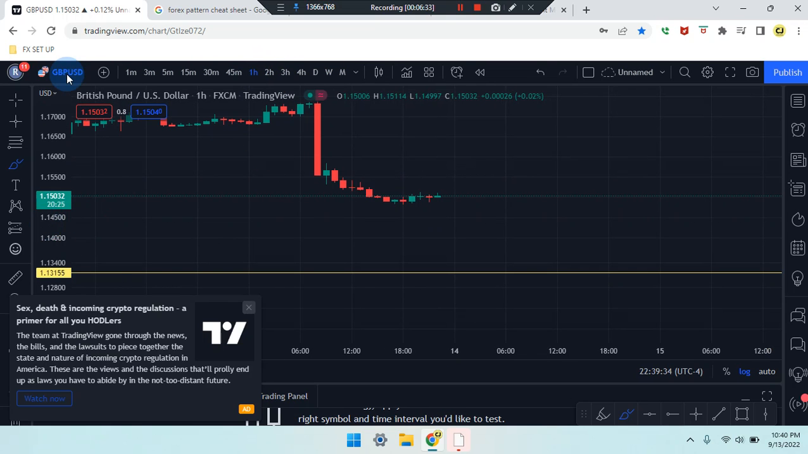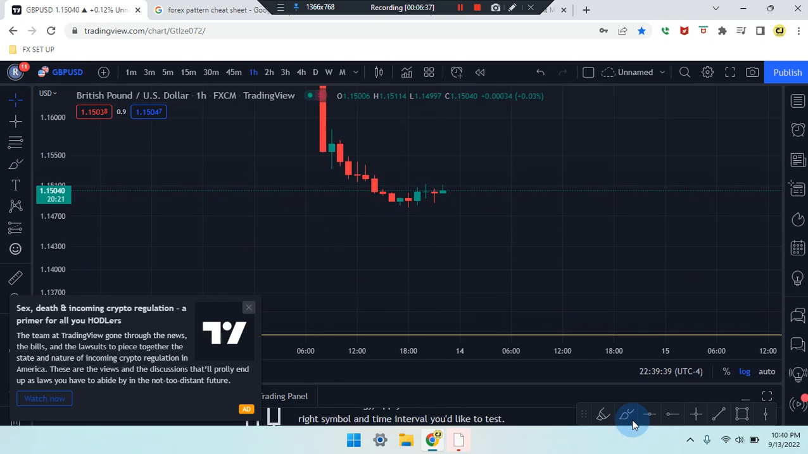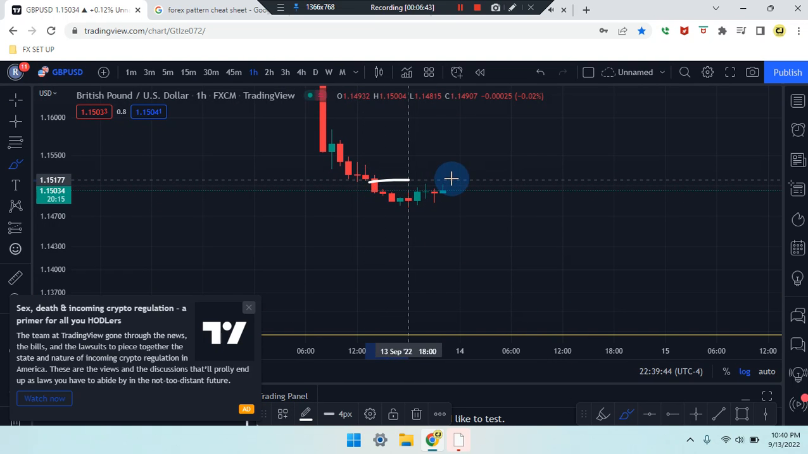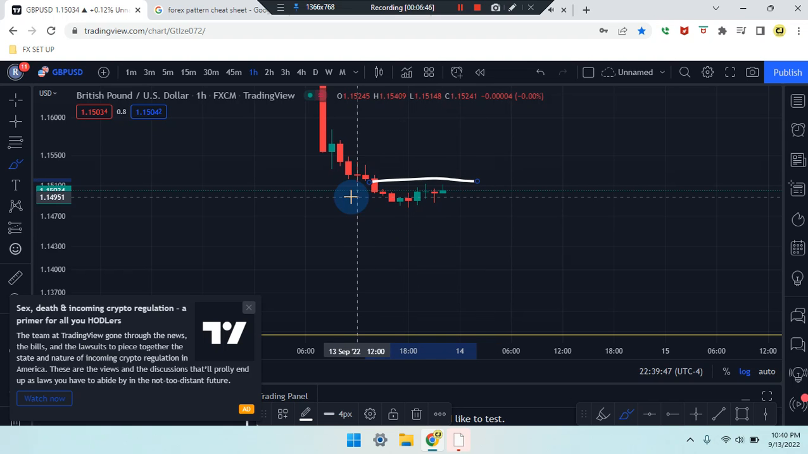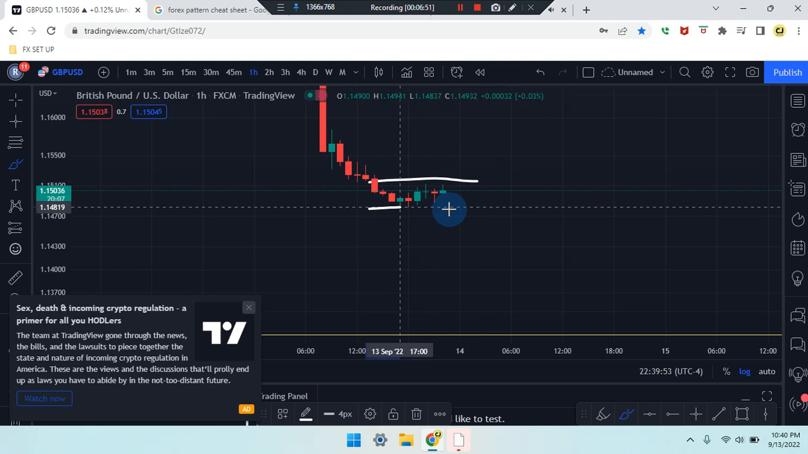Walking down to the 1-hour time frame. 1-hour time frame, still reading the same thing. So we are in that consolidation. So we have to see something break out of these areas, at least the third to last candle in the market, or that fifth to last candle in the market.